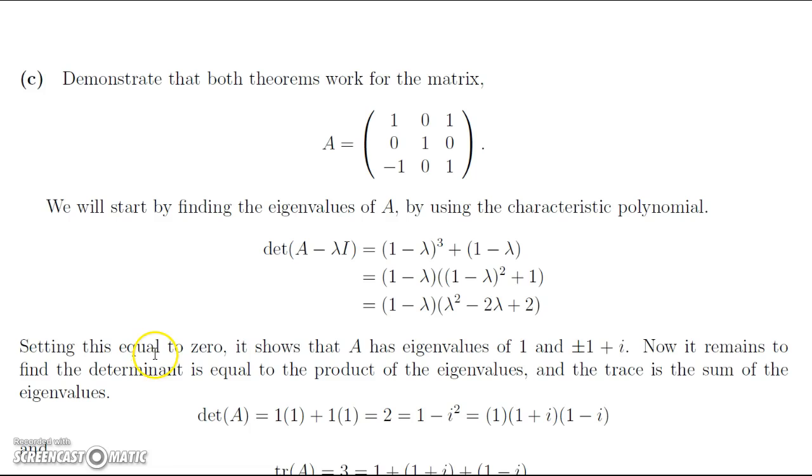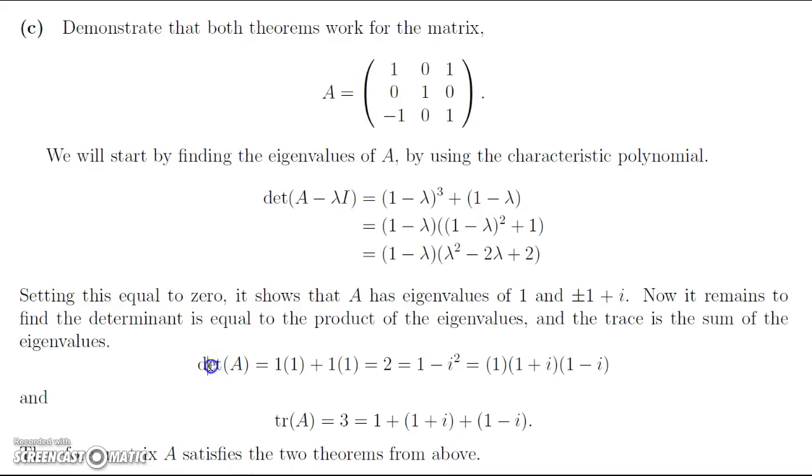So if we set this equal to 0, we can find our eigenvalues. And it follows that if we factor this, we have the eigenvalues 1, 1 plus i, and 1 minus i. So now it remains to show that the determinant is equal to the product of the eigenvalues and the trace is the sum of the eigenvalues. So for the determinant, we have the determinant of A. I'm not going to show all the work out again, but it's equal to 1 times 1 plus 1 times 1, which is 2. And this is also equal to 1 minus i squared. This is a difference of squares, so we get both the 1 plus i and 1 minus i, and then there's just a factor of 1 here. So this gives us that the determinant is equal to the product of our three eigenvalues.